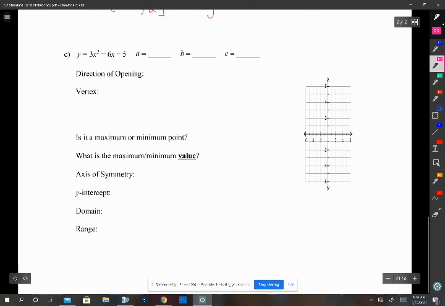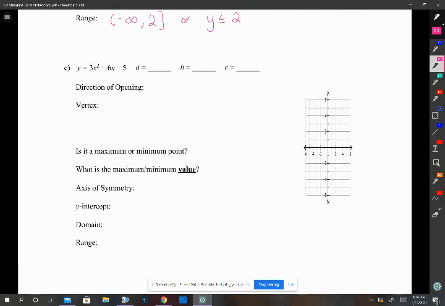So our last example is this one, and we're just going to put in the pieces of information that we know. So again, we know that A is 3, we know B is -6, and we know C is -5, just based off our equation. Direction of opening, we look at A and it's positive, so we know that it goes up. And then when we go to find our vertex, remember we like to do H is equal to -B/2A. If you are still a fan of completing the square, then feel free. I don't care. You get the same point either way.